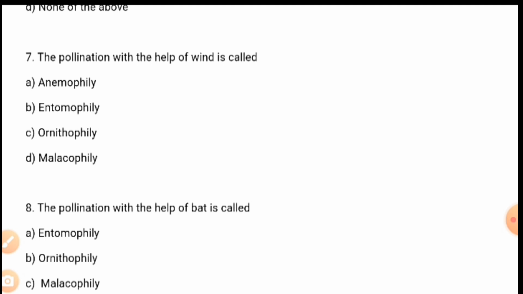Malacophily means when the pollination takes place by snails. Ornithophily, when the pollination takes place by means of birds. Entomophily means pollination by insects. And when the pollination takes place by wind, it is termed as anemophily. So our answer is anemophily.